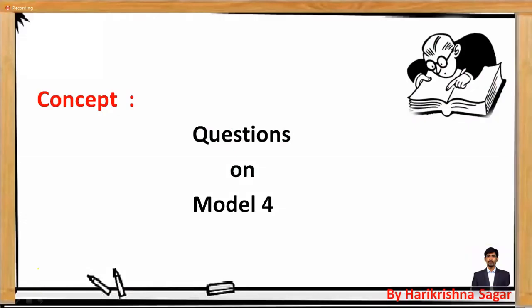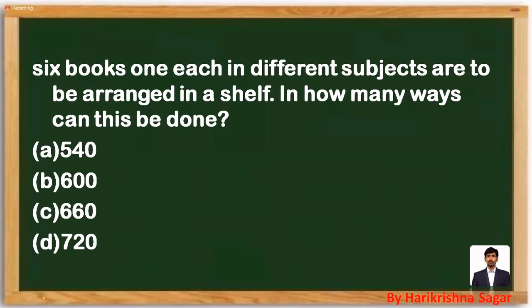Look at the next model question. This is the question which is projected here. 6 books, all in different subjects, are to be arranged in a shelf. In how many ways can this be done? So we can understand there are 6 books. So make 6 gaps like this. They are of different subjects. How many ways can we arrange them in a shelf?